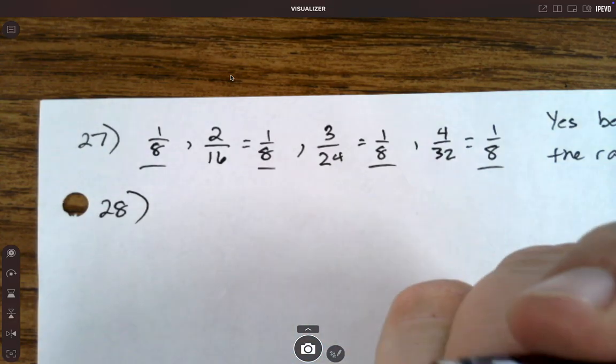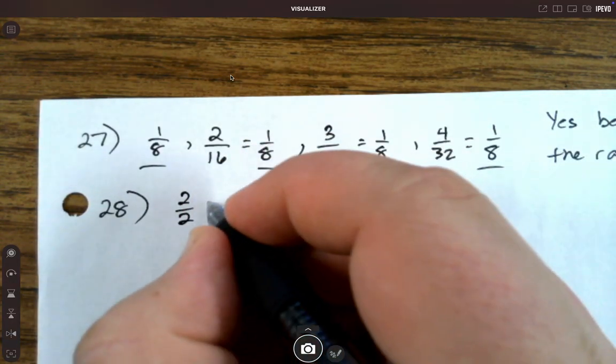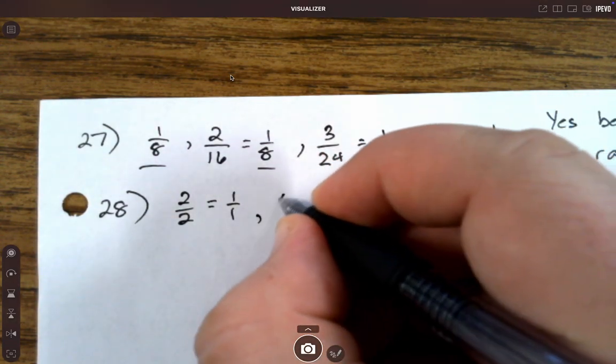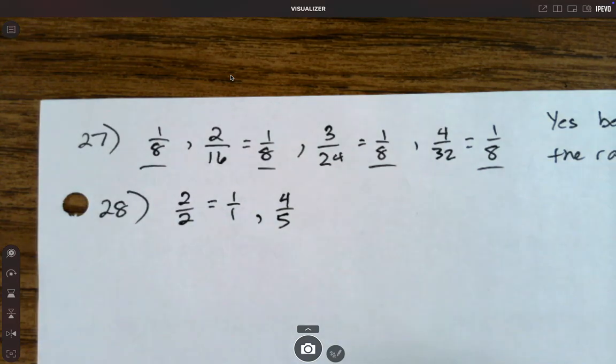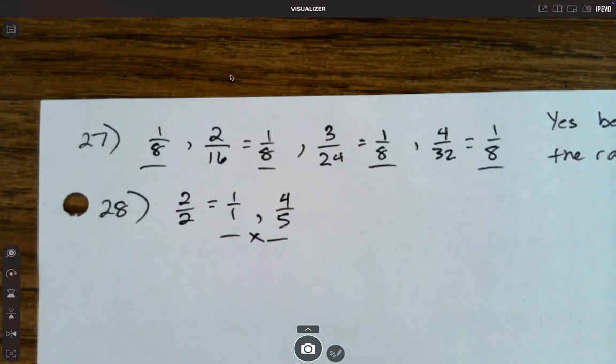Okay, 28 also has a table. So we have 2 over 2. That's equal to 1 over 1. Then we have 4 over 5. And that cannot be reduced, so right away we see these two are not equal. 1 over 1 is not the same as 4 over 5.